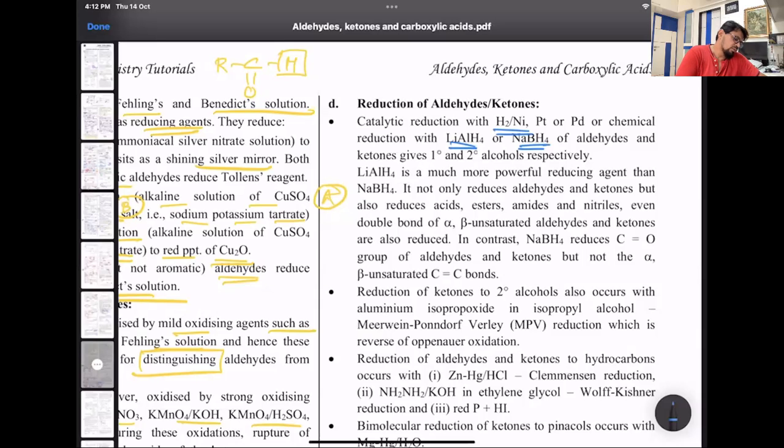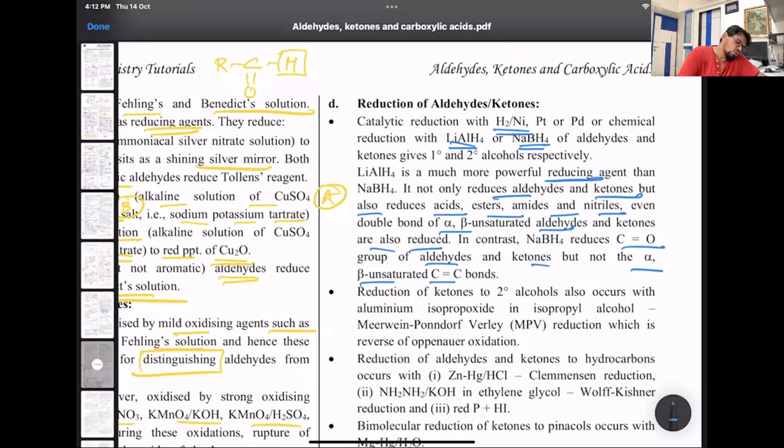Now, lithium aluminum hydride is a powerful reducing agent. It reduces aldehydes and ketones, and also acids, esters, amides, and nitriles. Even the double bond of alpha, beta unsaturated aldehydes and ketones is also reduced. In contrast, sodium borohydride reduces only the carbonyl group of aldehydes and ketones, but not the alpha, beta C=C bonds. That's the part to understand, very important.